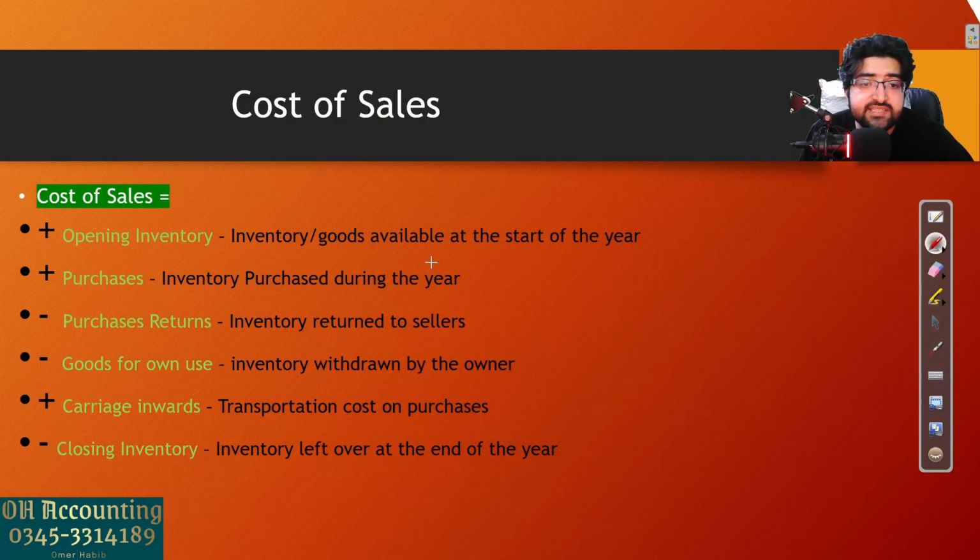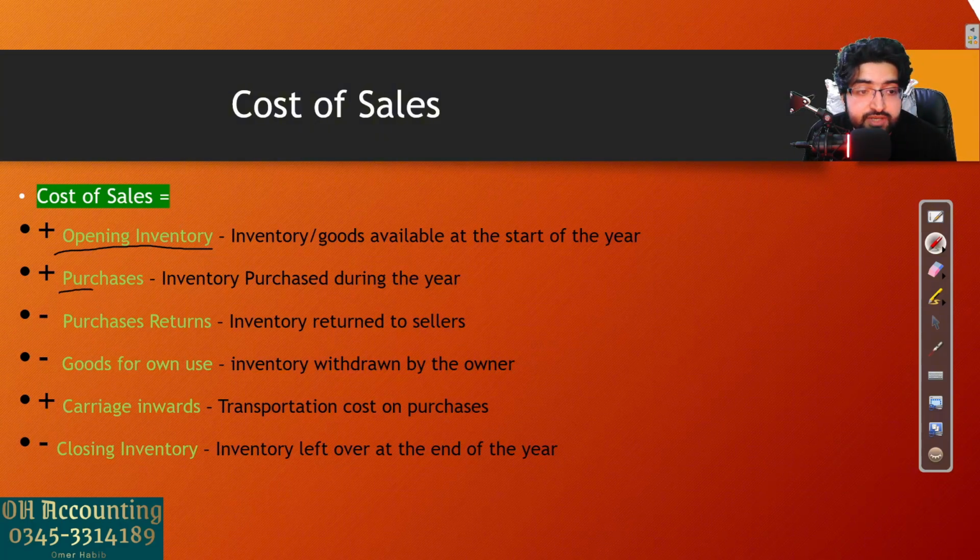So opening inventory is the value of inventory that is available at the start of the year, which means they were unsold in the previous year. So we will try to sell them during the current year. In accounting, we only include the expenses of the current year in the income statement. Okay, we follow the accounting principles. So opening inventory is the value of inventory available at the start of the year. Obviously, this will be part of cost of sales, right? Because we are going to sell this inventory hopefully during the current year.